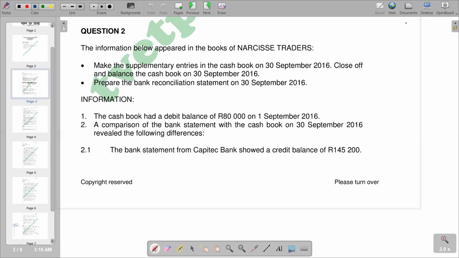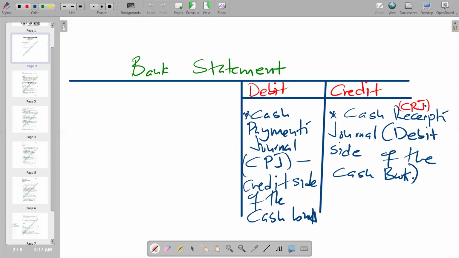We also have to take note that the bank reconciliation statement is a representation of our bank statement. So the side that we have in the cash book will be on the opposite side on the bank statement. So we are saying the debit side of the cash book, which represents the cash receipts journal, should reflect the same entries as we are having on the credit side of the bank statement. So we are going to have a scenario whereby the debit side of the bank statement will be having entries that are on the credit side of the cash book.